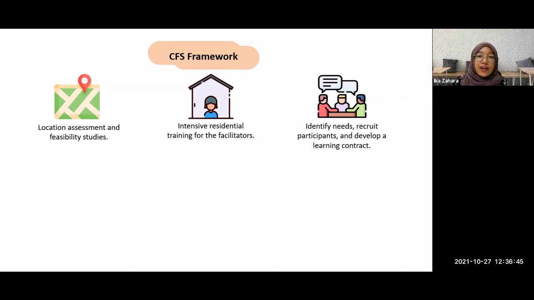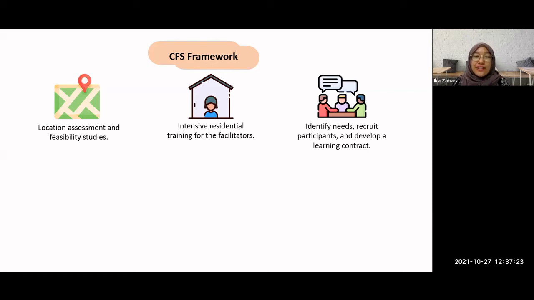Because actually, in some cases, not every fish farmer community is eager to learn about new methods on sustainable aquaculture practice, because they just like to have business as usual. So it is very important in feasibility studies to identify whether the fish farmer communities are willing to learn or willing to adopt the CFS program or not.